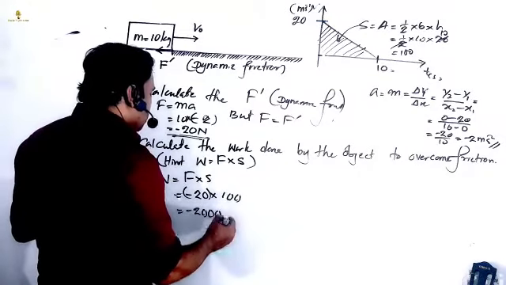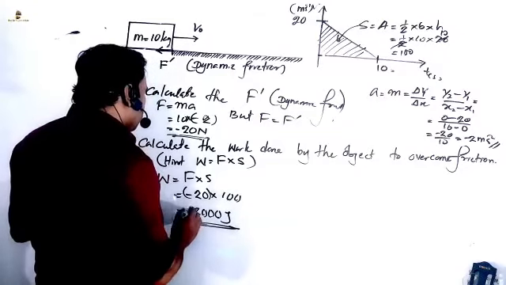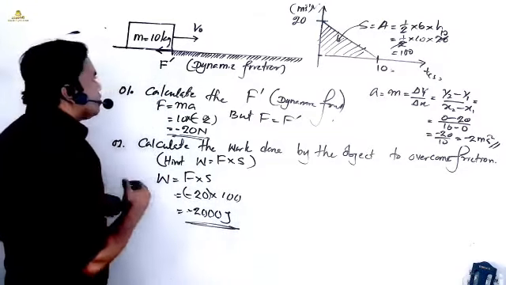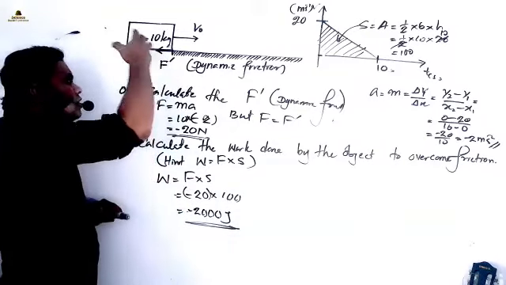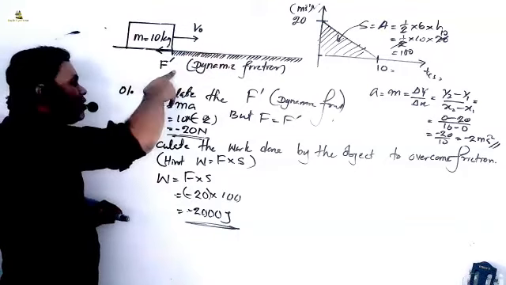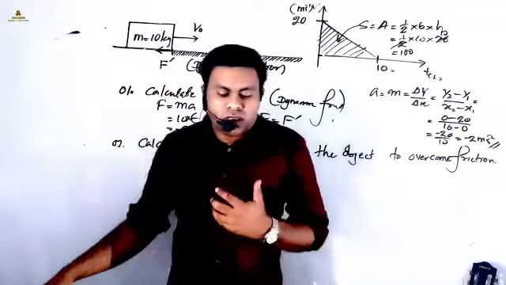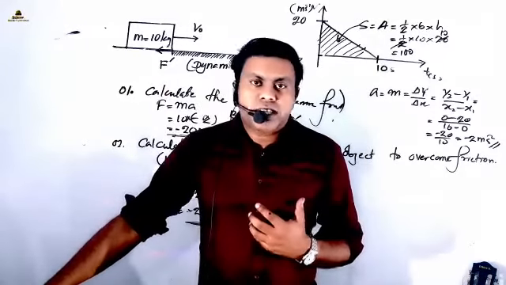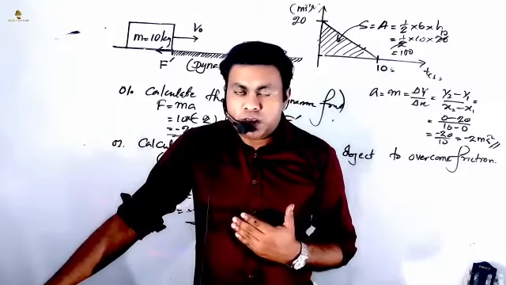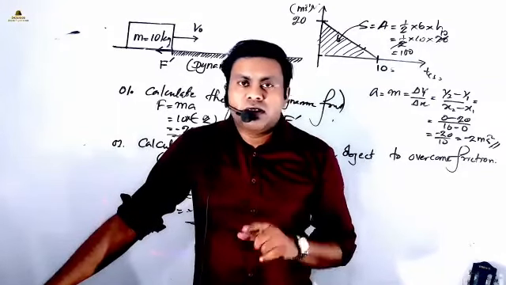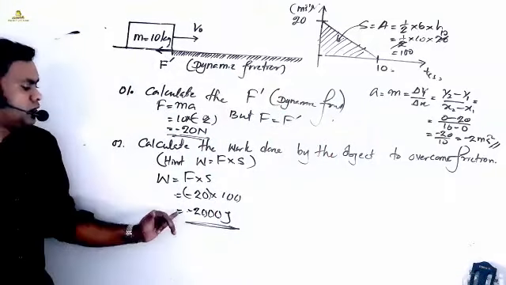Minus 2000 joules. So what does this minus 2000 joules mean? Actually, this minus 2000 joules of energy has to be spent to overcome this friction. It is the work we had to do to overcome the friction. So that gives a minus value because we have spent that energy to overcome it.